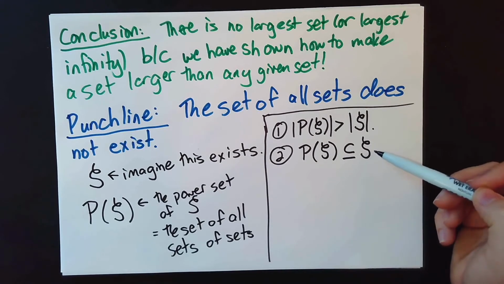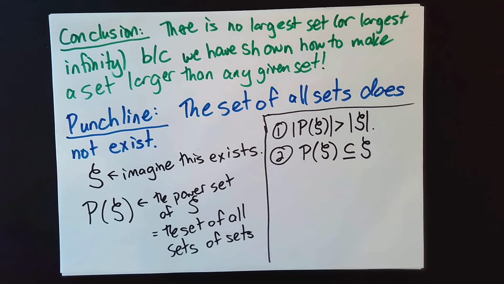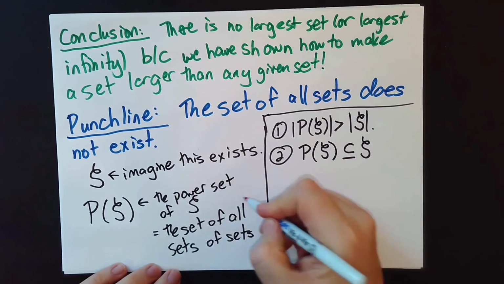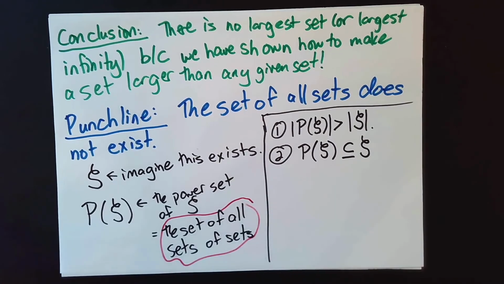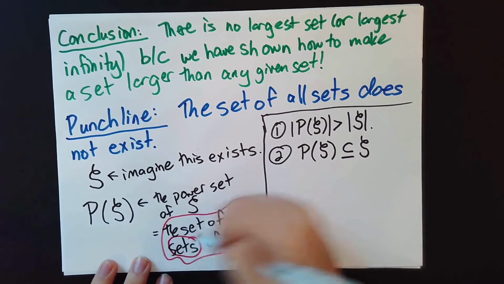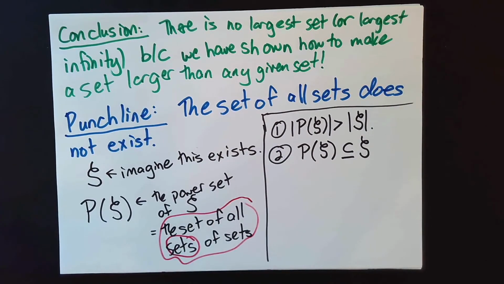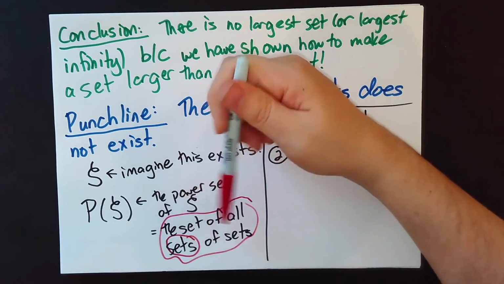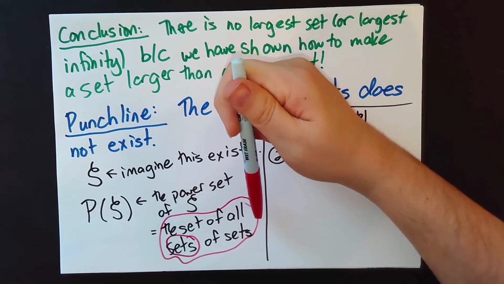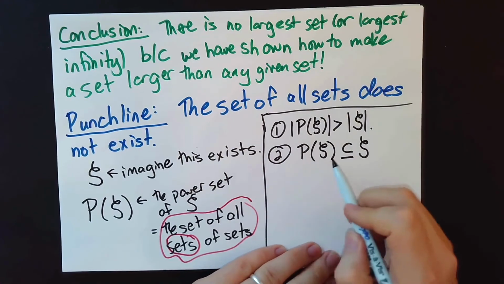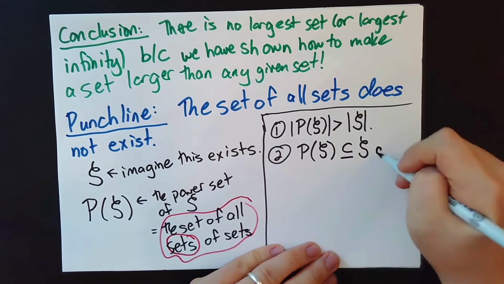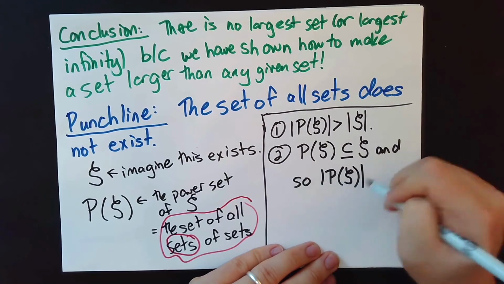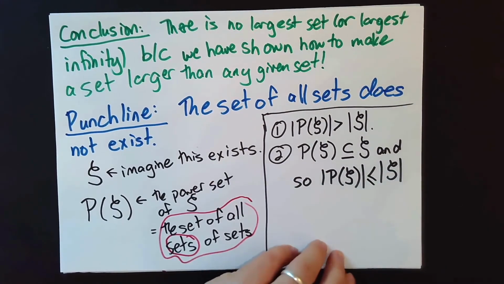Well, why is it a subset? It's a subset because the power set of the set of all sets is the set of all sets of sets. But in particular, everything in the set of all sets of sets is a set. And so if I imagine this set of all sets exists, well, then the set of all sets of sets is definitely a subset of it. But as soon as a set is a subset of another set, it shows you that the cardinality of that first set is less than or equal to the cardinality of the second set.